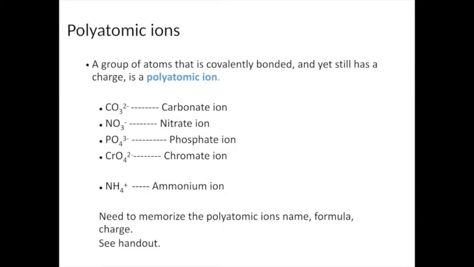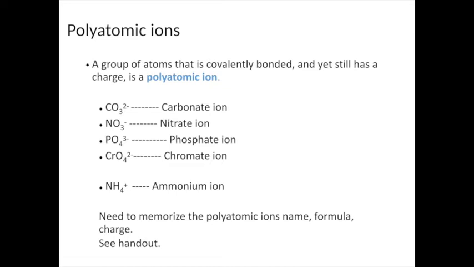So we have cations and anions. We also have polyatomic ions. Polyatomic ions are a group of atoms that are covalently bonded. That means they're held together because they share electrons, and they have a charge. Anytime you have a charge, it designates that you have an ion. This is called a polyatomic ion because there are several atoms together with a charge.